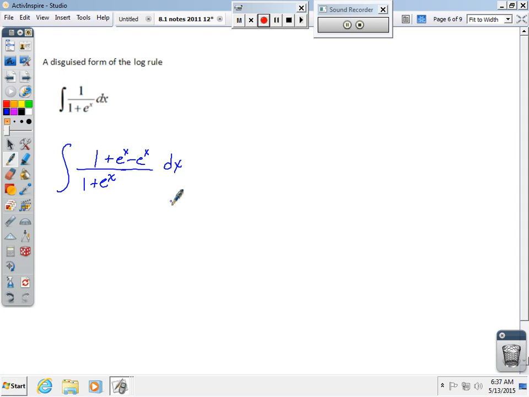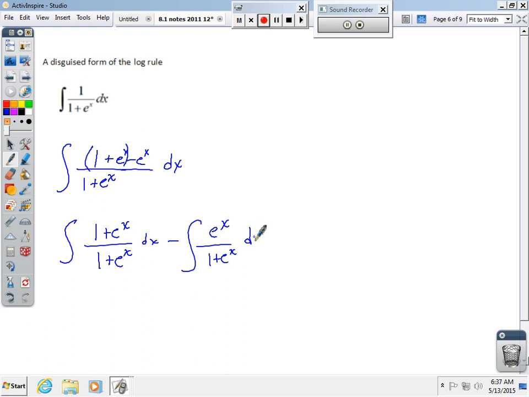So basically you're adding 0, which isn't changing the actual problem. And then you can break it apart. I'm going to integrate 1 plus e to the x over 1 plus e to the x, which is going to be 1, a pretty simple integral, dx, minus e to the x over 1 plus e to the x dx. So that's going to be the integral of 1 dx minus the integral of e to the x over 1 plus e to the x dx.